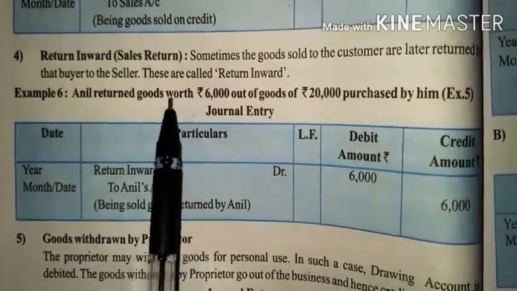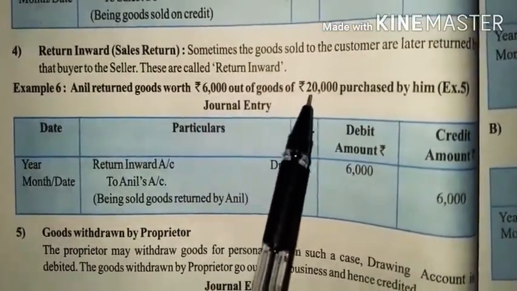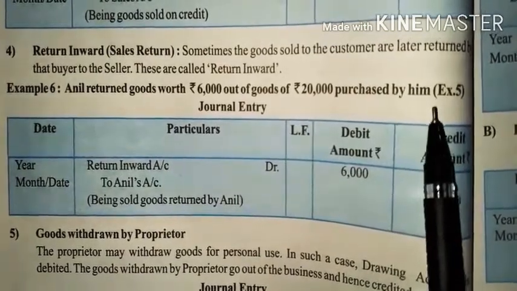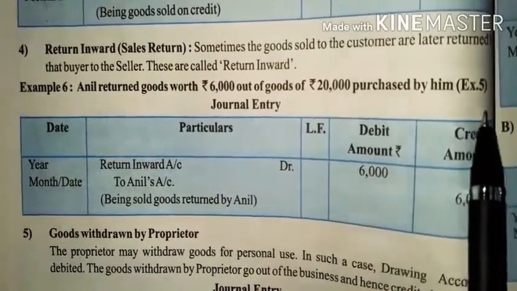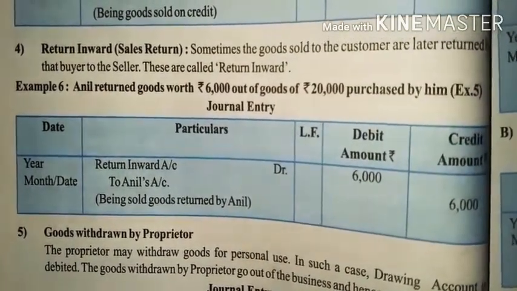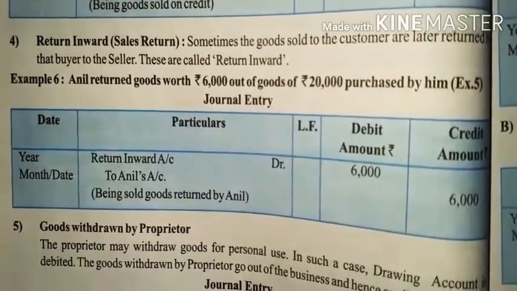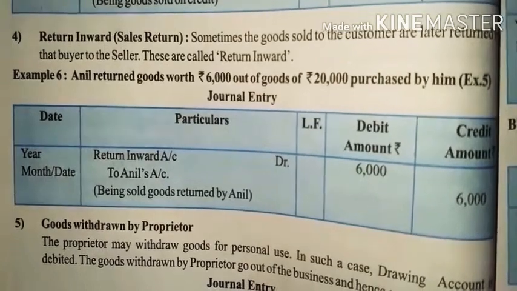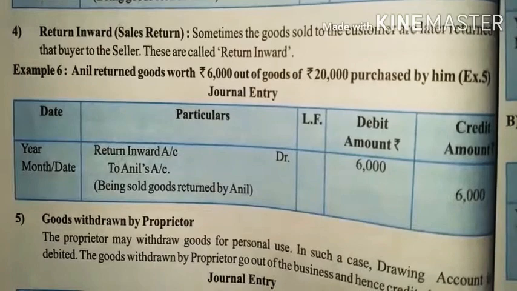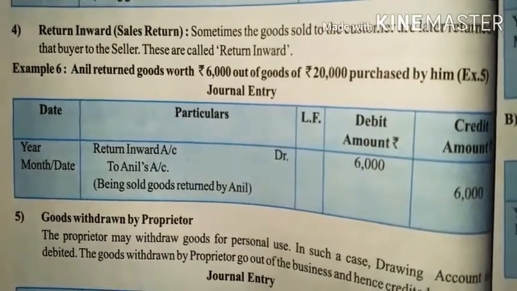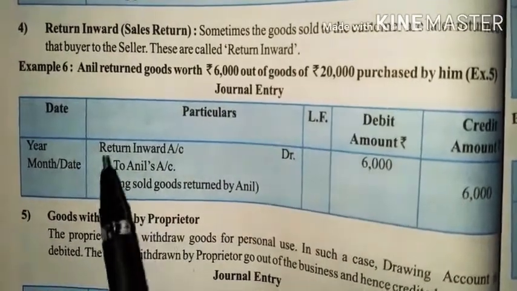Anil returned goods worth rupees 6,000 out of goods of rupees 20,000 purchased by him. Example 5th. In the previous transaction we already saw that rupees 20,000 worth of goods was sold to Mr. Anil. Out of 20,000, goods worth rupees 6,000 were returned back to us. Now this is a sales return transaction. Let's see the journal entry for this.